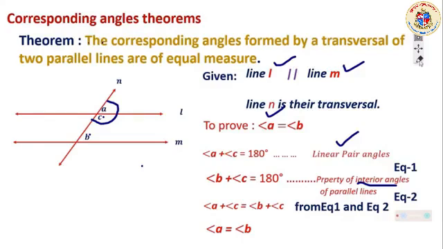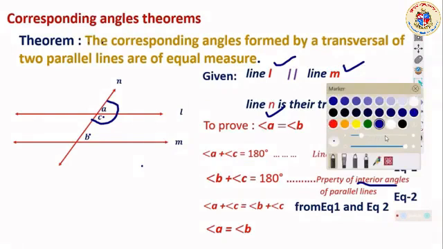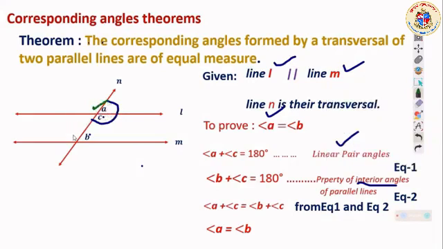In the same way, all other corresponding angles will be equal. These are corresponding angles. These are another set of corresponding angles, and another, and another. All sets of corresponding angles will be congruent when parallel lines are intersected by a transversal.